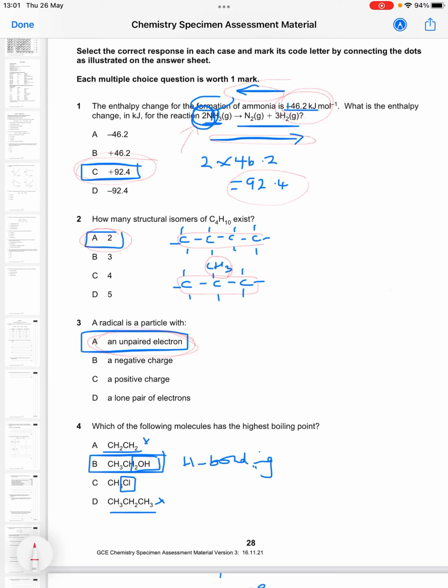Which of the following molecules has the highest boiling point? Well, if we look at A, that's an alkene, and D is an alkane. So we know that they just have van der Waals. With C, we have this chloromethane, so it will have permanent dipoles, but the holy grail here is the ethanol with the hydrogen bonding. And we know that hydrogen bonds are the strongest intermolecular forces, so it's going to have the highest boiling point. So the answer there is B.